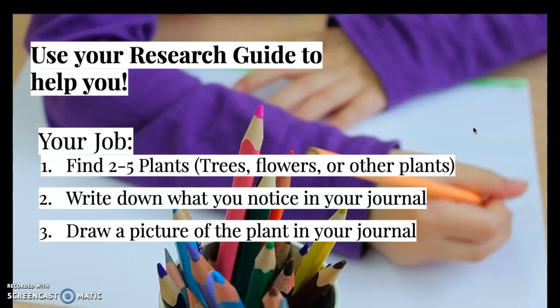So your job now is to find 2 to 5 plants, so trees, flowers, or other plants. Write down what you notice in your journal, and you're going to draw a picture of the plant in your journal. So write down their size, their shape, their color, and their texture. And I'll include these directions as well, so you don't have to keep coming back to the video. I'll post them as well.